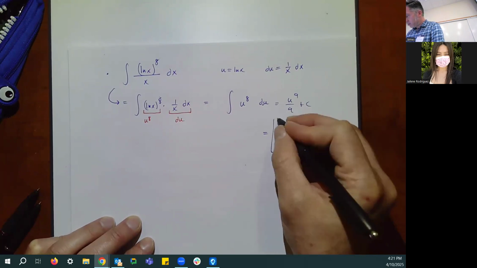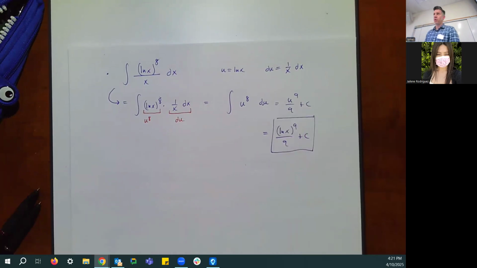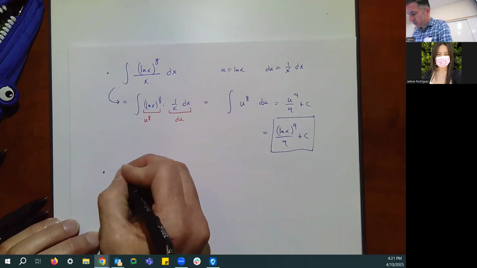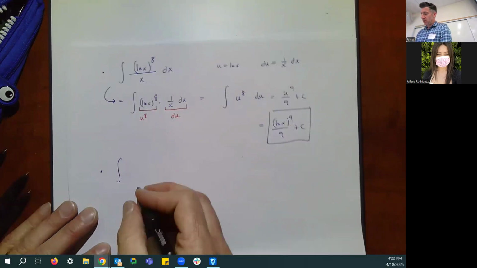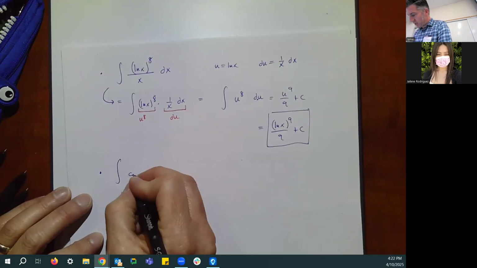Weird but important question. Do I need the natural log of the absolute value of x? No, because I didn't anti-differentiate 1 over x to get there. You only ever need the absolute value if you're actually doing the antiderivative of 1 over x to get the natural log of the absolute value of x. Like in this next question. The integral of, sure, cotangent of x.